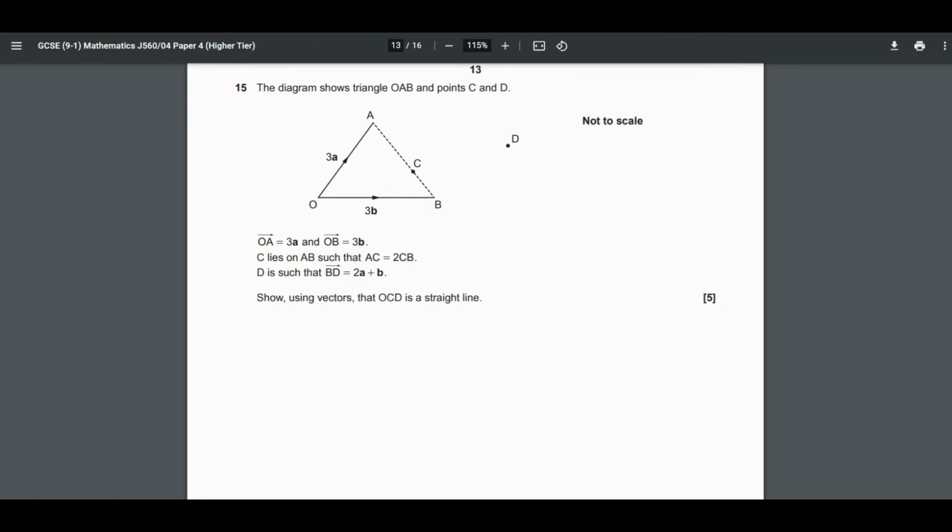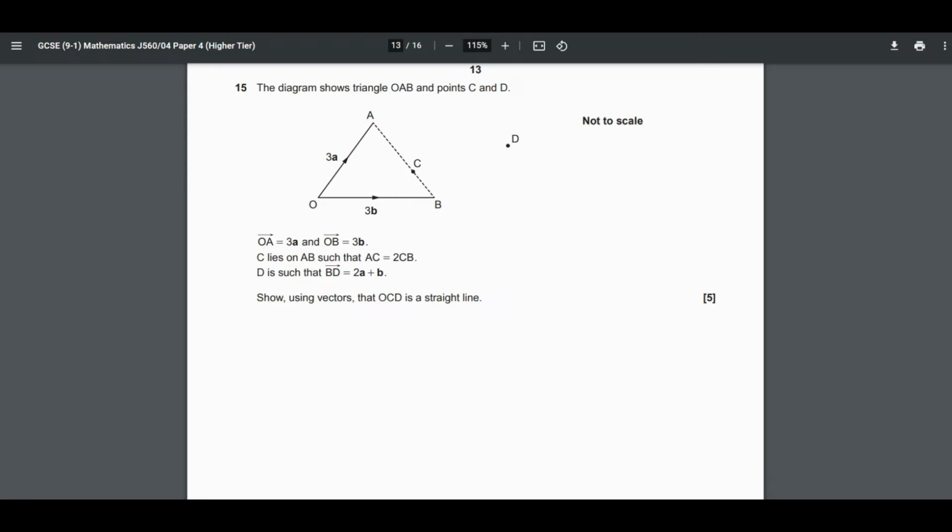Question 15. The diagram shows triangle OAB and points C and D. And here we have the diagram, not to scale. So O to A is equal to 3a and O to B is equal to 3b. C lies on AB such that AC is equal to 2CB. D is such that B to D is equal to 2a plus b. Show using vectors that OCD is a straight line.